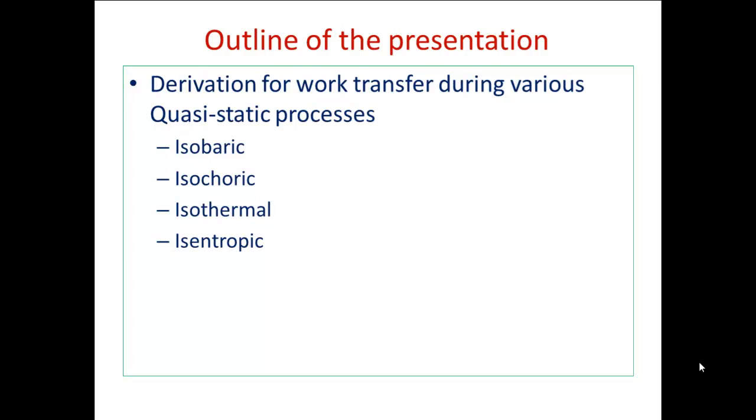And finally, we are going to discuss the polytropic process, where the index of expansion is given as n. The value of n can vary from 0 to infinity. And finally, we are going to discuss the free expansion process.